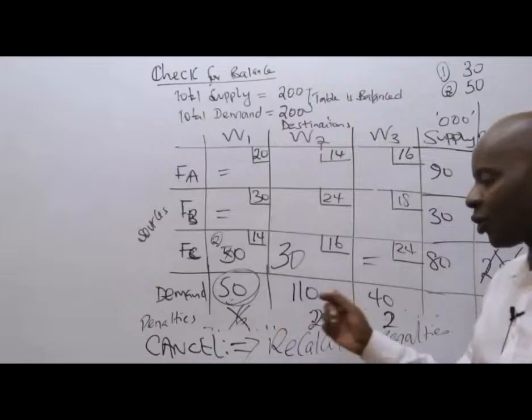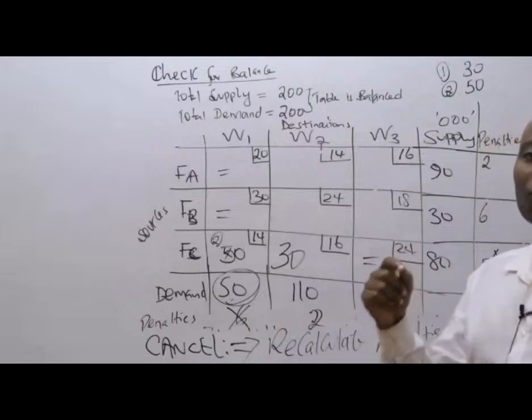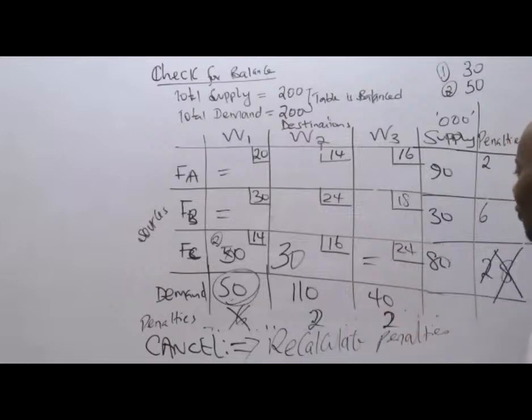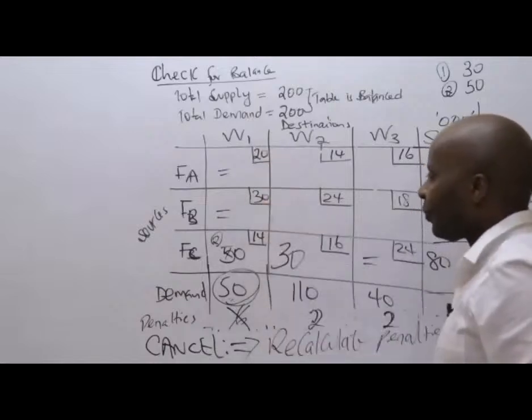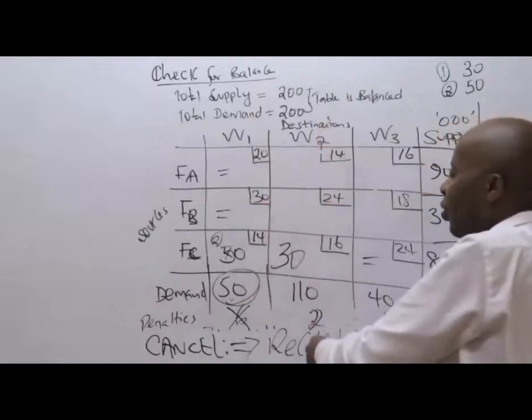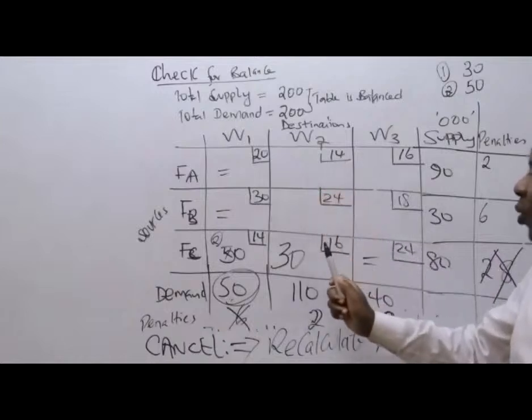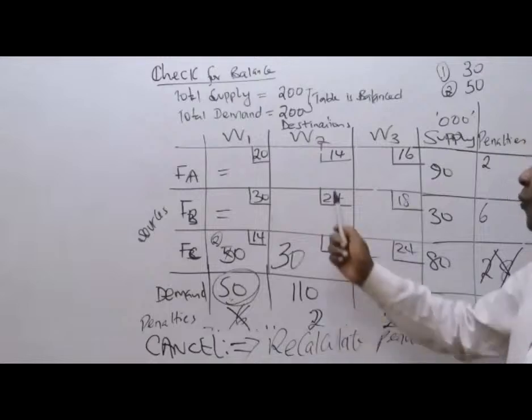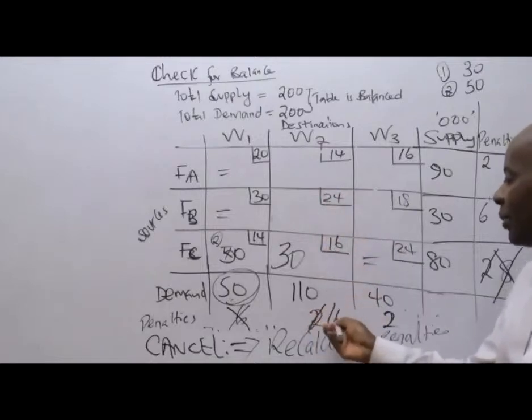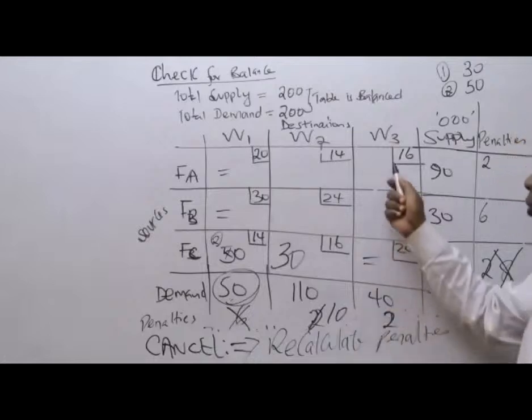Remember the rule of cancellation of penalties. Cancel a penalty, recalculate penalties for the entire table afresh. Ladies and gentlemen, I've been able to cancel this. Let's calculate afresh. Remember, this was canceled a long time ago. So column number 2, who can give me the new penalty? Remember, when you're getting a penalty, you take the best cell, which is 14, followed by what here? 24. So 14 and 24, if you subtract, we are getting 10.